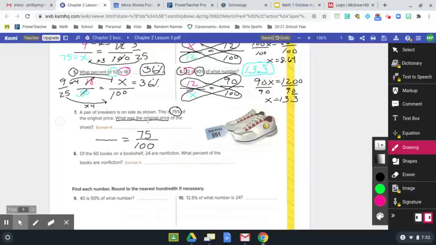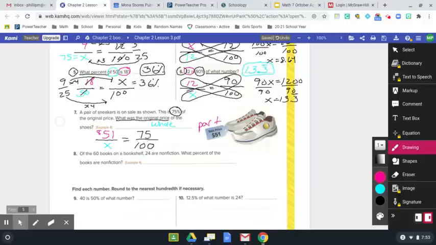So if you're trying to find the original price, this is your whole. You don't know the denominator here. You don't know the total, the whole, the original price of those shoes, the regular price of those shoes. But you do know the sale price is $51. This is your part. And so $51, the sale price on those shoes, is 75% of the original that we don't know. So this is what we need to solve for.